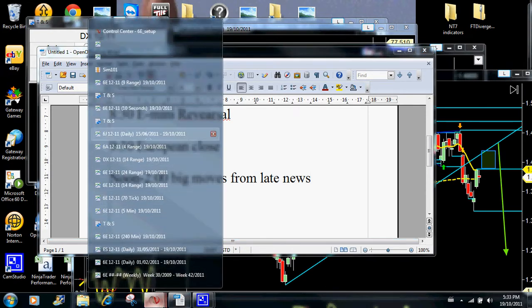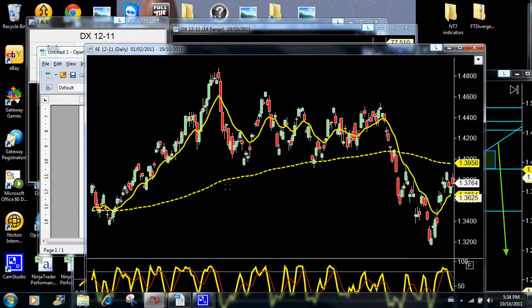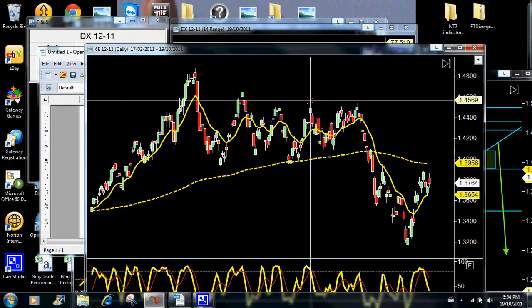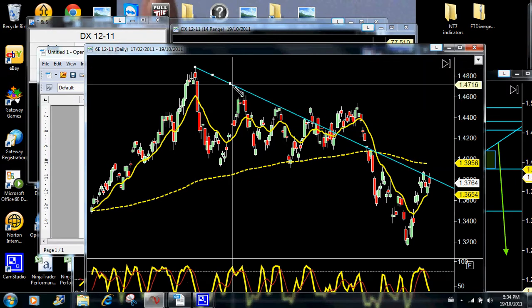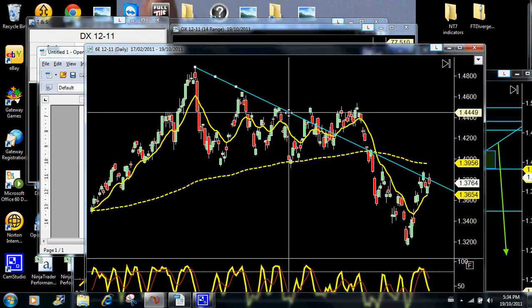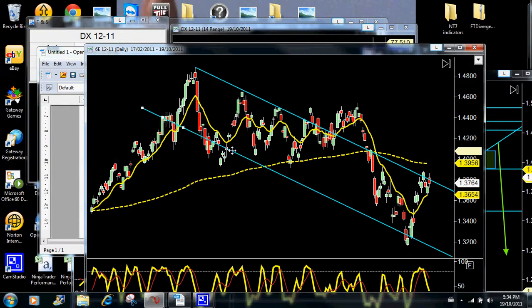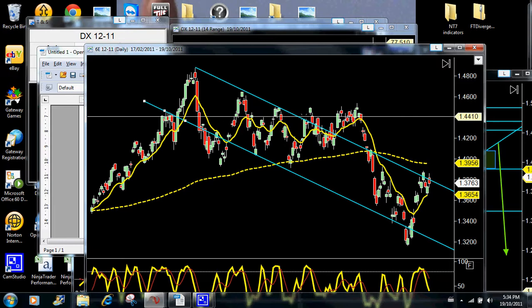So maybe look at a 6E daily chart. Try and draw some trends here again. So big money kind of psyching us out right here, playing around with the trend line. Up we go and all the way back down.